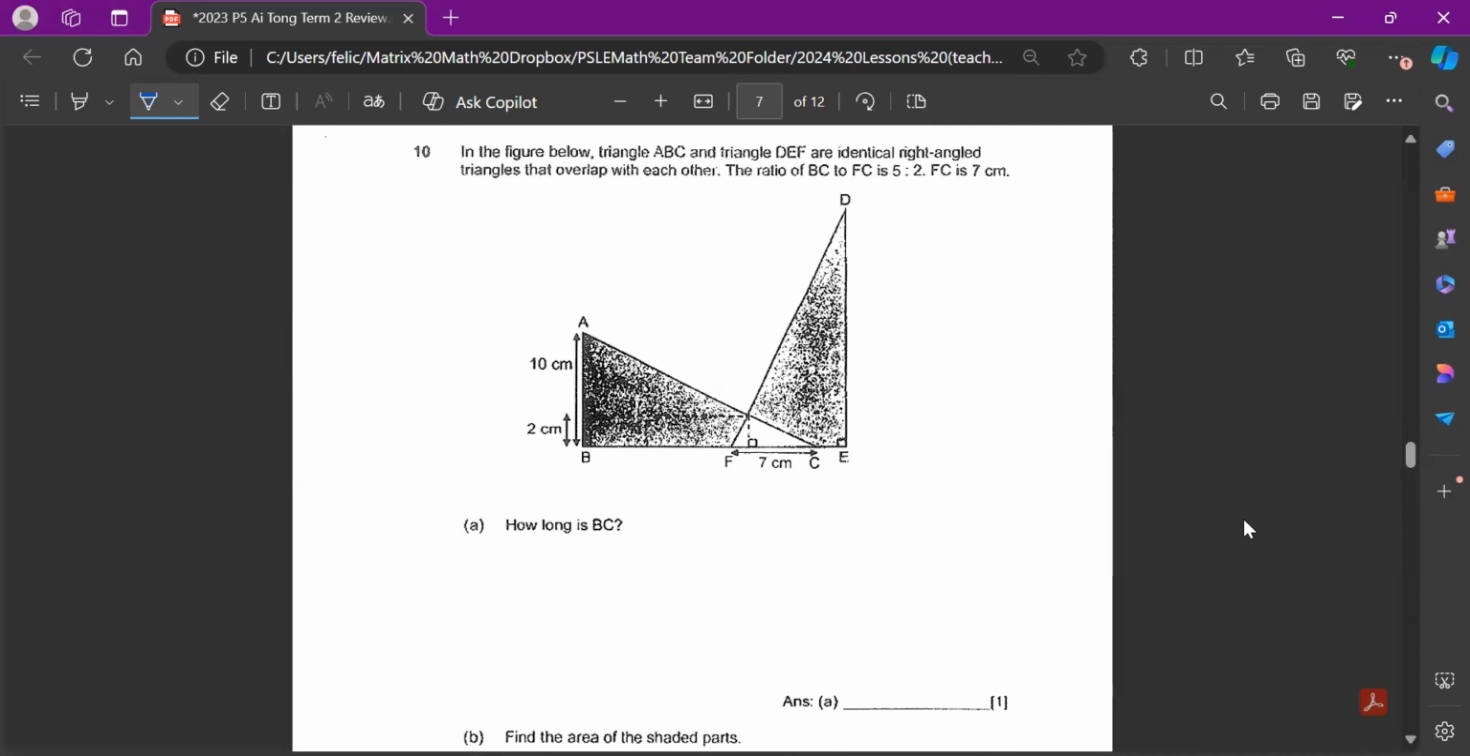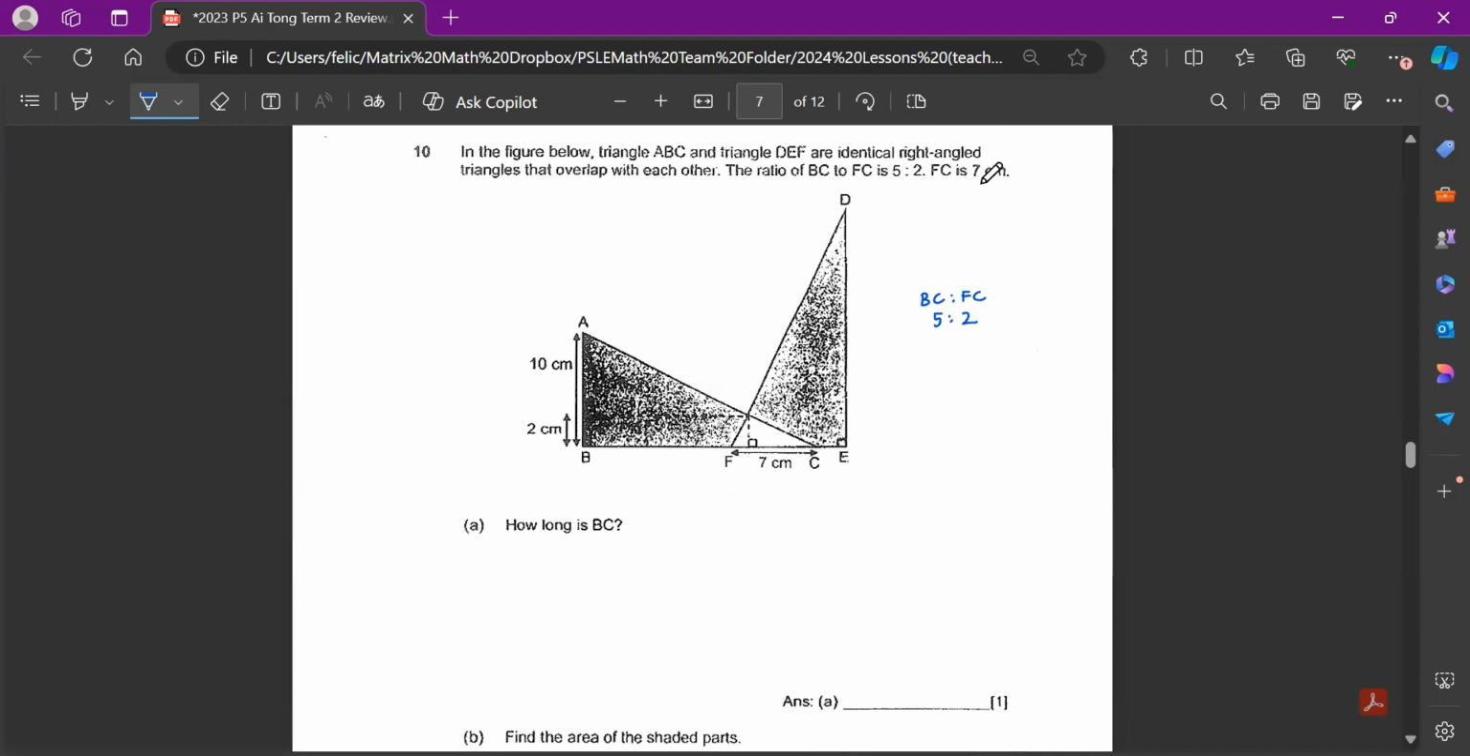Okay, question 10. Triangle ABC and triangle DEF are identical right-angled triangles that overlap. So ABC is here, DEF, they're overlapping. The ratio of BC to FC is 5 to 2. FC is 7 cm. So I'll write down the ratio first. BC to FC, 5 to 2.